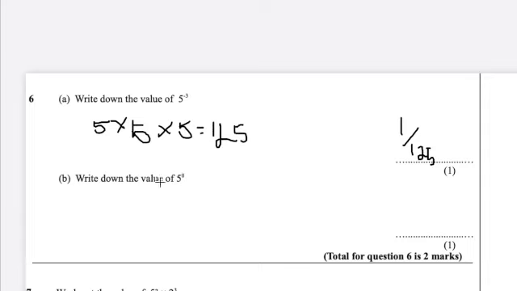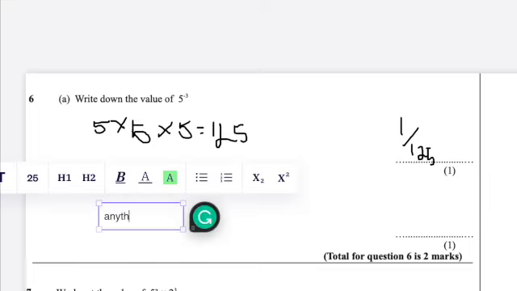Alright, and now the next rule is anything to the power of 0 is 1. So 5 to the power of 0 is 1, the same as if it was 8 to the power of 0, 9 to the power of 0 is always 1.